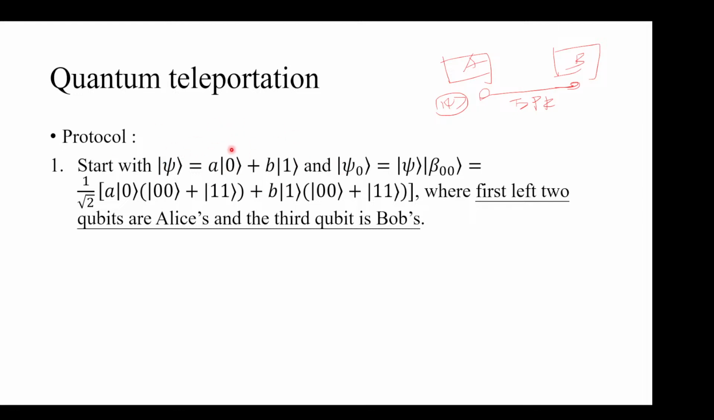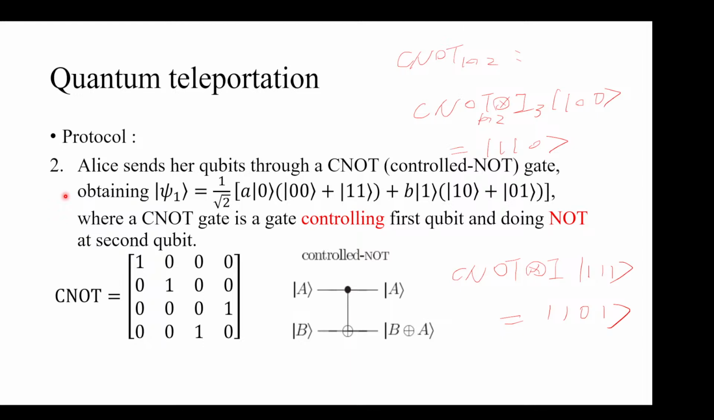So we start with this unknown quantum state, arbitrarily parameterized as a|0> plus b|1>. The starting state is this psi, which is a|0> plus b|1>, tensor beta 00. Once again, beta 00 is this EPR pair, meaning (|00> plus |11>) over square root 2. The first qubit is on Alice's side, so in the terms 000, 001, 010, 011 the first two qubits are Alice's, and the last qubit is on Bob's side.